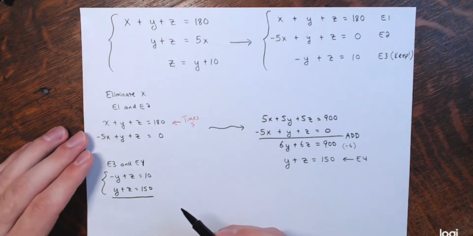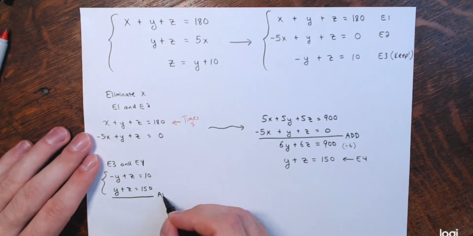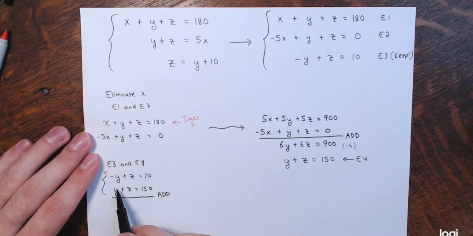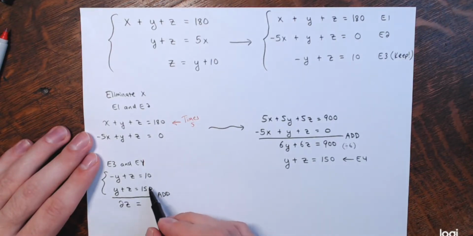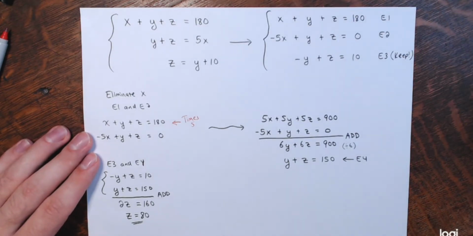Alright, just add them. Add the equations because the coefficients of y's are opposites again. Left side you have 2z, right side you'll have 160. Dividing by 2, z equals 80, right? So the measure of the third angle is 80 degrees. Then going back to equation 4, we have y plus 80 equals 150, and then subtracting 80, we get y equals 70 degrees, right? So the measure of the second angle is 70 degrees.